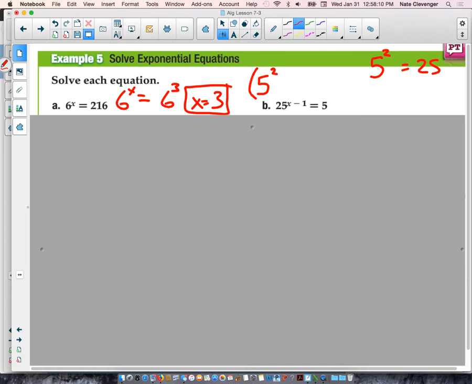So that's in parentheses, and then x minus 1 equals 5 to the first. Don't try to solve it yet. Just look at it, see where I came from. 25 is 5 to the second, to the x minus 1 power, equals 5 to the first. Now this exponent is a quantity, so treat it like it's in parentheses.